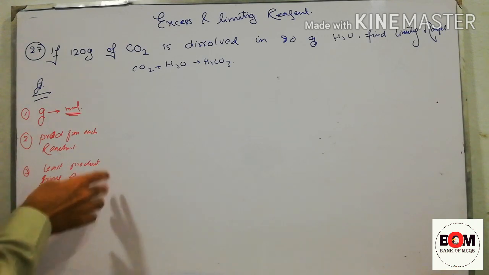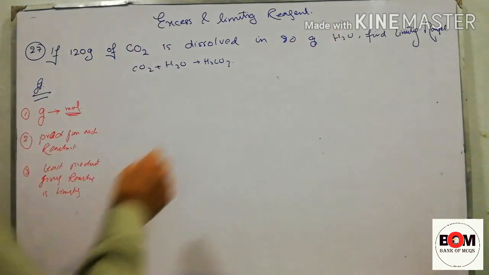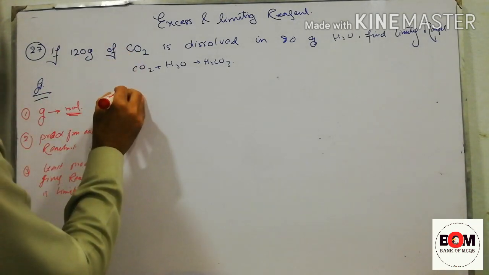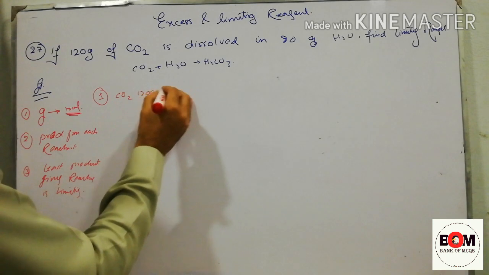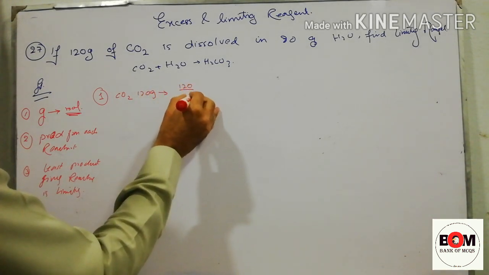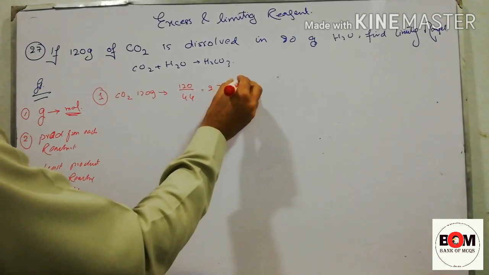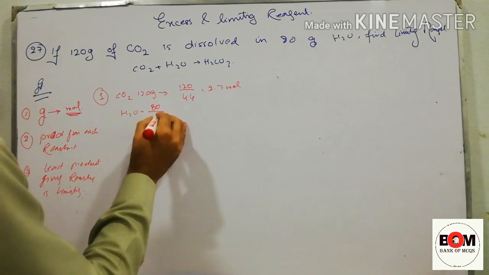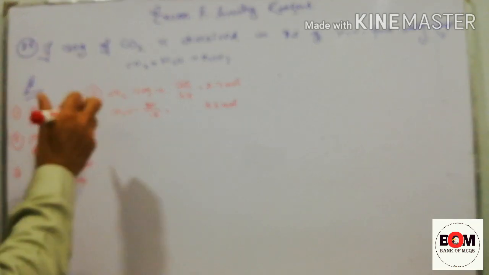So applying these three steps to the problem. If 20 gram of CO2 is dissolved in 80 gram of water, find the limiting reagent. The equation is about CO2 in H2O. The first step is converting gram into mole. For CO2, 20 gram, number of mole is equal to mass divided by molar mass. Molar mass of carbon dioxide is 44, so 120 divided by 44 is equal to 2.7 mole. Now convert water also. H2O, that is 80 gram, number of mole is equal to mass divided by molar mass. For water it is 18, so 80 divided by 18 is 4.4 mole.